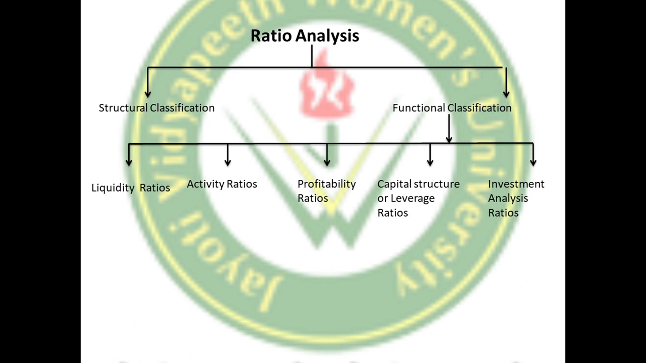Functional classification is further divided into five parts. First is liquidity ratios, second is activity ratios, third is profitability ratios, fourth is capital structure or leverage ratios, fifth is investment analysis ratio. Liquidity ratios, activity ratios and profitability ratios we have already discussed in our previous videos. In this video, we are going to discuss capital structure or leverage ratios.